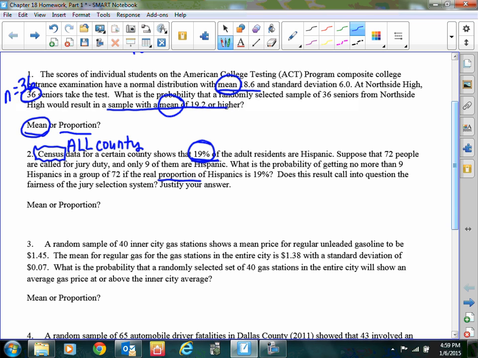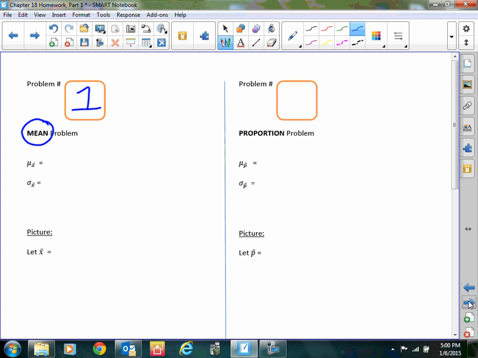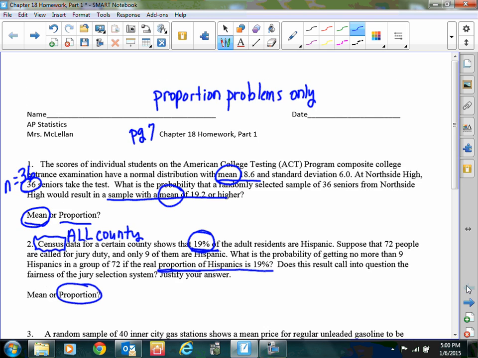And later, we're going to be wondering if the real proportion of the Hispanics, which is 19%, is still supported by this sample that they get. So this is a problem we need to do all the way through. So let's go over here and do number 2 on page 9. It is a proportion problem. All right, first we probably need to note somewhere that the sample size, since this is a sampling distribution, N is your sample size. Well, let's go back here and read.